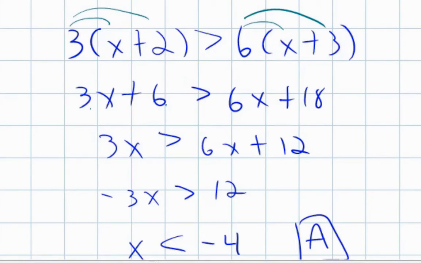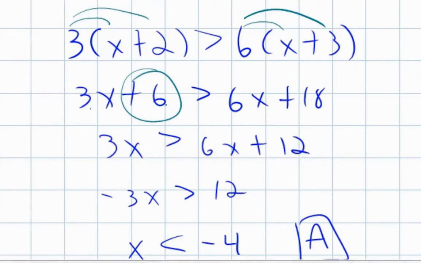Now I'm going to get x on one side. So what I did was I took this and I subtracted it from both sides. It's gone here because 6 minus 6 is 0, and over here 18 minus 6 is 12. So now I have 3x is greater than 6x plus 12.